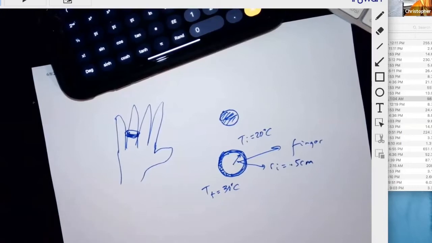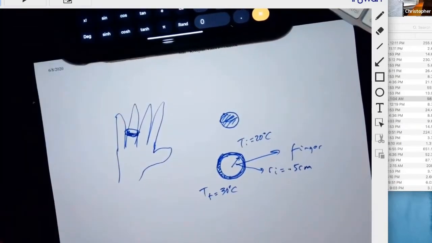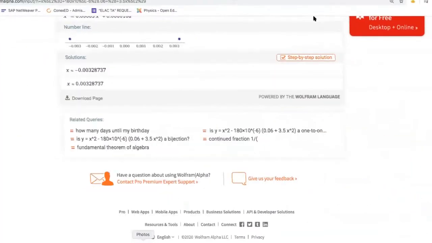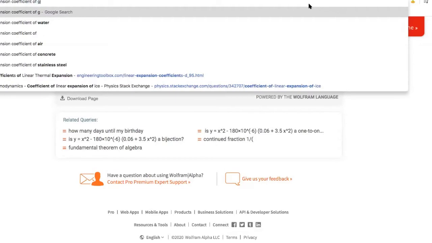Which one is going to expand more, your finger or the metal? So what information would we need? The expansion coefficient of a typical finger, I guess, and the area of the finger? The material of the ring, right? So let's look it up. So what are rings made of? Gold, I guess. Let's say it's a gold ring. So the expansion coefficient of gold.